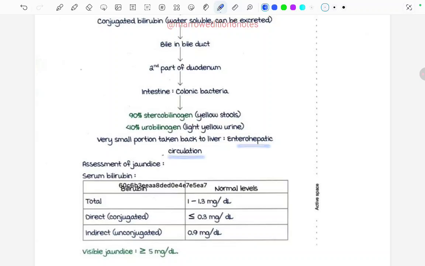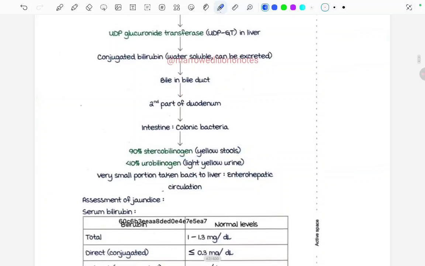Fine. So only conjugated bilirubin is excreted into the bile, from there to the second part of the duodenum, and then in the intestines by the colonic bacteria it is converted to stercobilinogen and urobilinogen, and a very small portion is taken back to the liver.